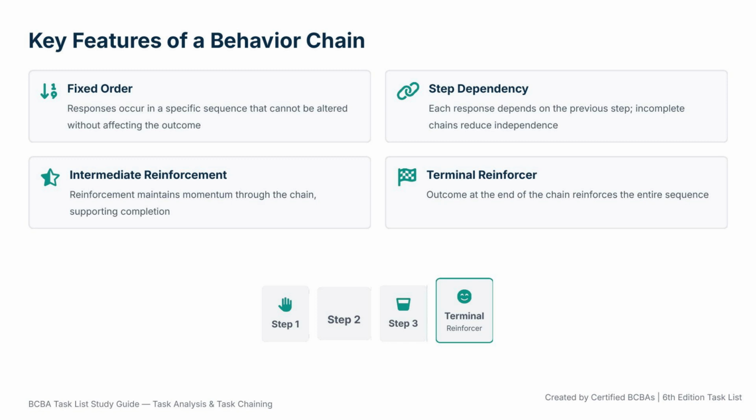Behavior chains have a fixed order. Changing the order disrupts the outcome. Each step depends on the previous step, meaning incomplete chains reduce independence. Intermediate reinforcement helps maintain momentum, but it's the terminal reinforcer that maintains the full chain. If a learner cannot access the terminal reinforcer, the entire chain is likely to break down.